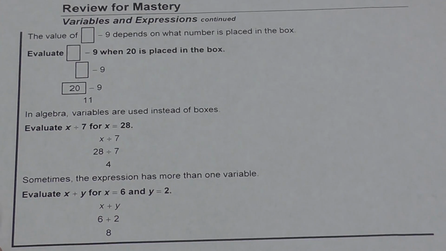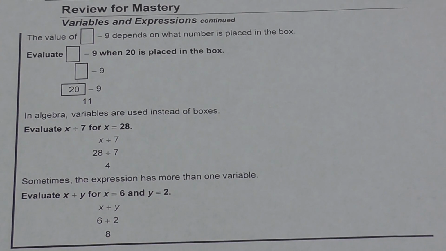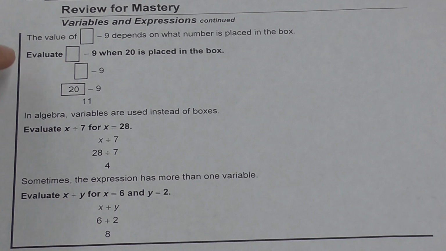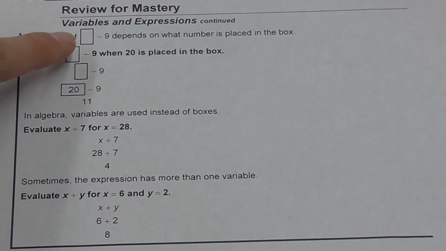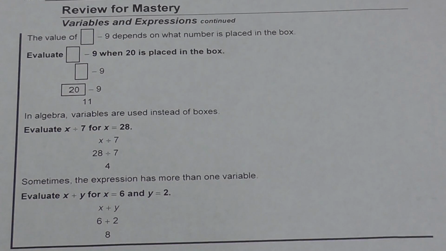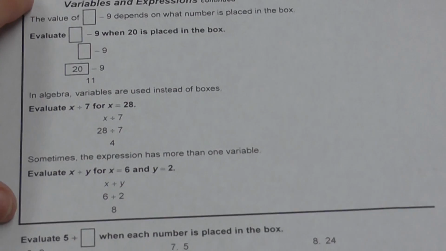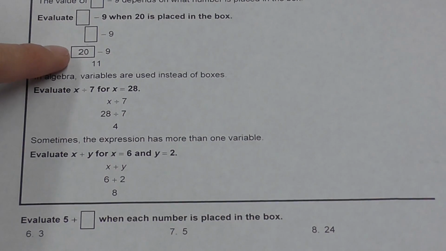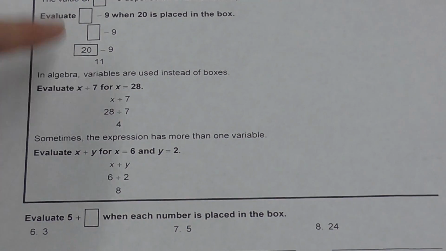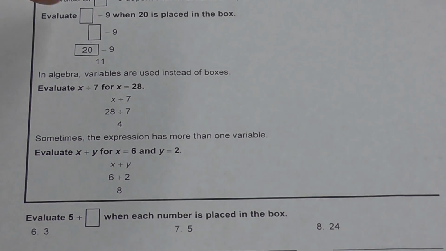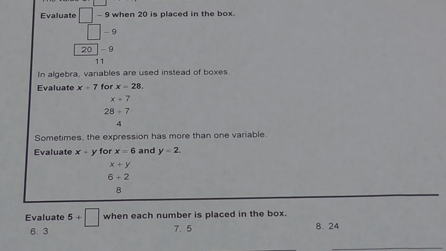Alright, variables and expressions continued, a little bit more review. A variable of blank minus 9 depends on what number is placed in the box. So if we wanted to evaluate some number minus 9 when 20 is placed in the box, you would literally go in and place the 20 in the box and do 20 minus 9, and that's 11. That's all a variable really is: a blank place for you to put in numbers that they give you.